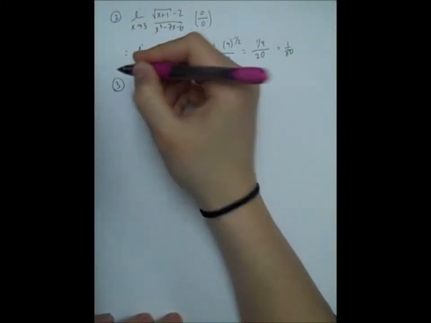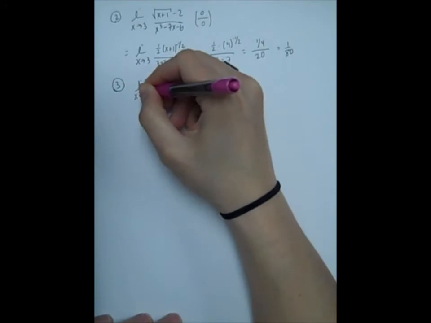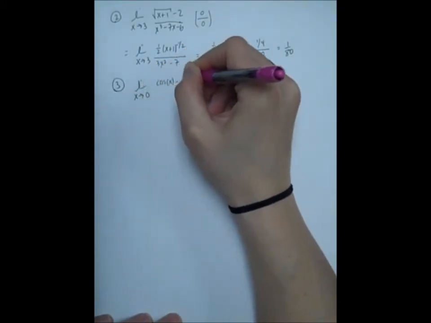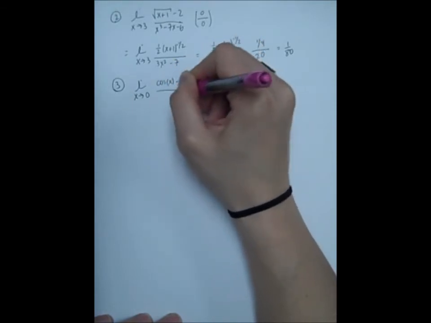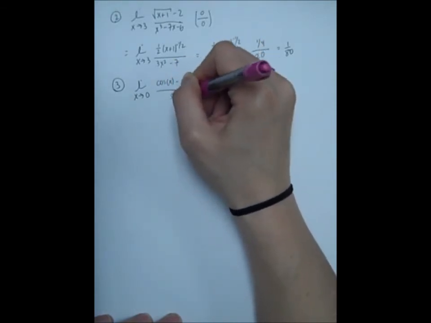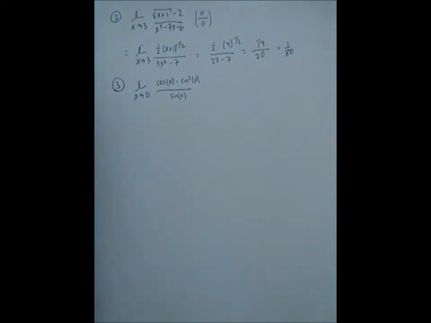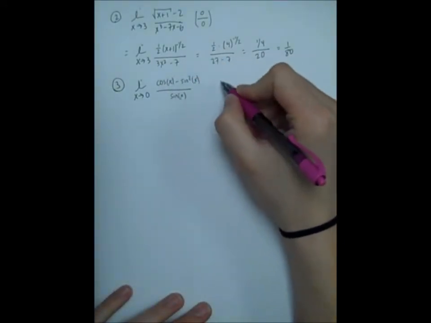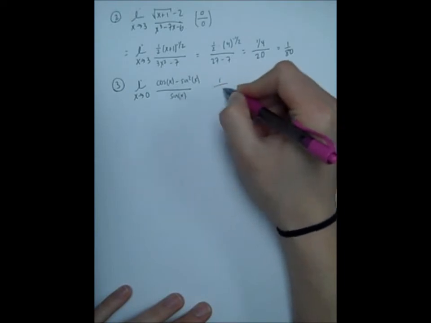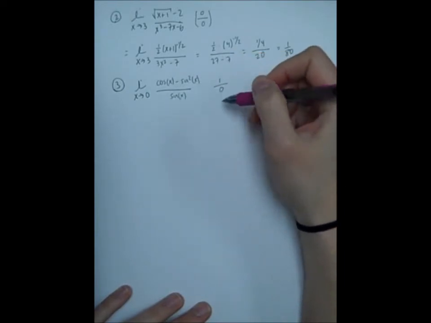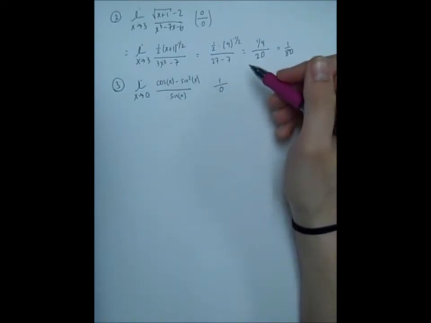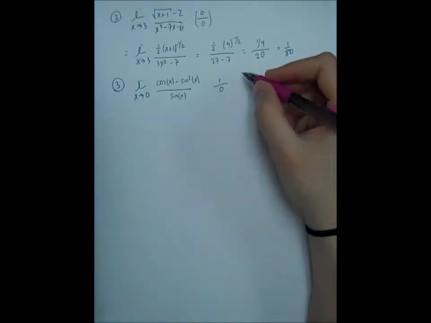Let's do another one. How about the limit as x approaches 0 of cosine x minus sine squared x over sine x? Well, let's see what the form of this is. So the form of this is going to be 1 minus 0 if I plug in 0 over 0. This is not an indeterminate form, so I cannot apply L'Hopital's rule. That means you got to do something else. You could look at the graph or something else, but you can't use L'Hopital's rule.